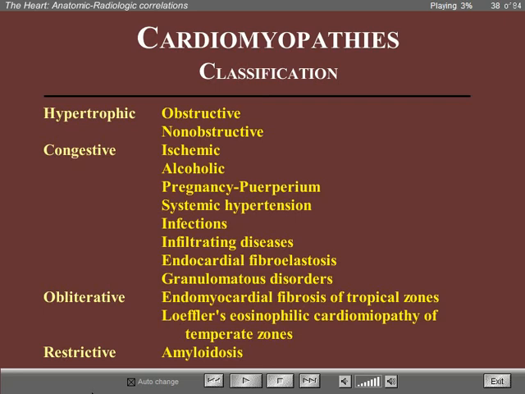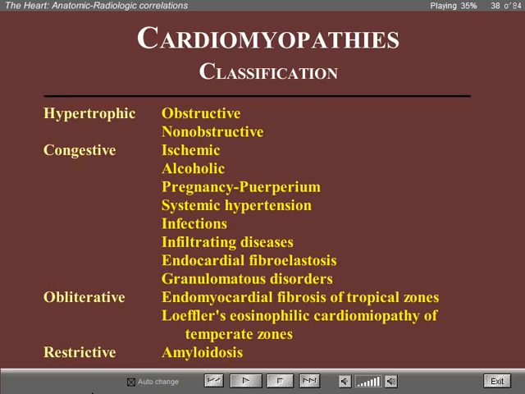Cardiomyopathies may account for cardiomegaly. They're classified into hypertrophic, congestive, obliterative, and restrictive. The hypertrophic is subclassified into obstructive and non-obstructive. The most common obstructive form of cardiomyopathy is the one that causes subaortic stenosis, that is, narrowing of the outflow tract of the left ventricle proximal to the aortic valve.